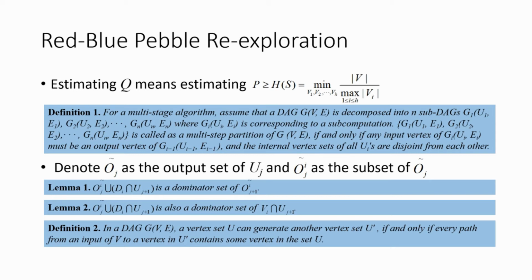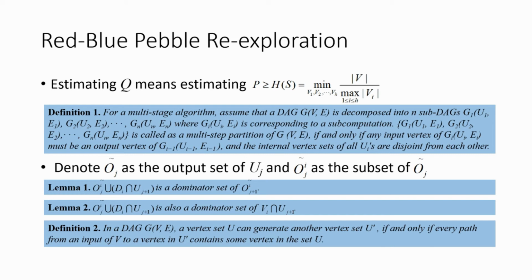Denote tilde Oj as the output set of Uj, and tilde O super i sub j as the subset of tilde Oj, such that for any vertex V belonging to tilde O super i sub j, every path from the input set to vertex V has at least one vertex which belongs to the union of all the sets of the intersection of Di and Uk, where k is from 1 to j. Lemma 1 and lemma 2 are shown on screen, and I will not read them. It is obvious that the dominator set Di can generate Vi.